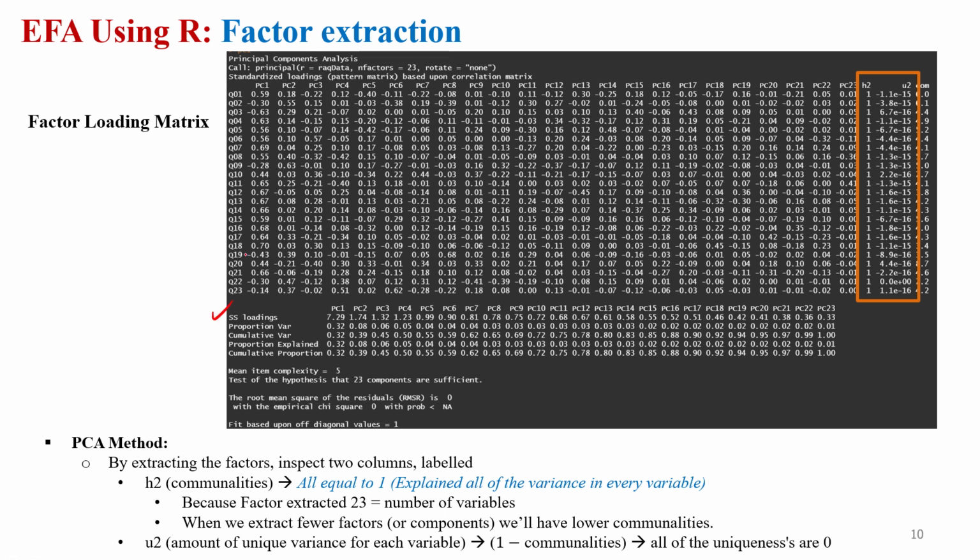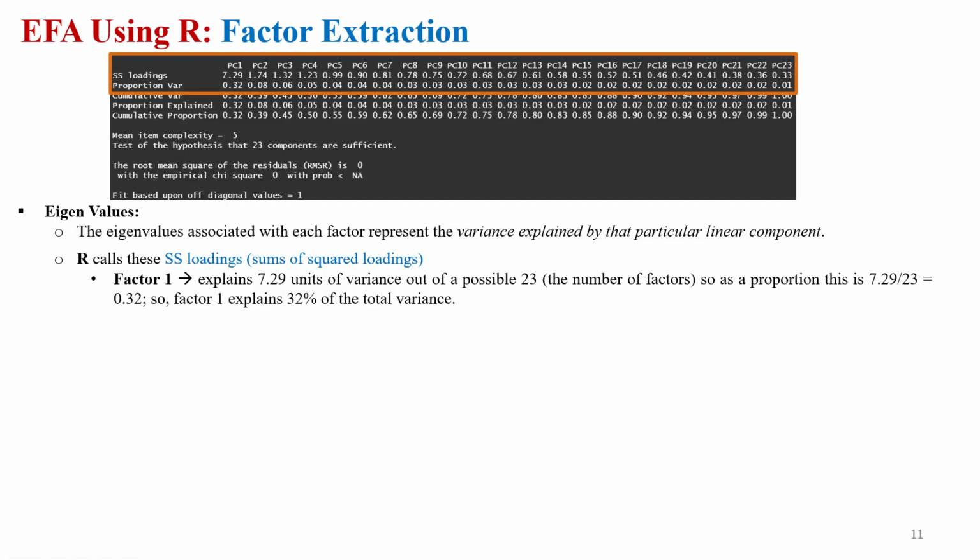This SS loading, in R, SS means sum of squared loadings. That is basically the eigenvalue. And what is the eigenvalue? It tells how much variation that particular factor is able to explain. As we can see, this 7.29 is basically factor 1's eigenvalue, or you can say the sum of squares of loading. So that means 7.29 units of variance out of the 23 factors is what factor 1 is explaining.